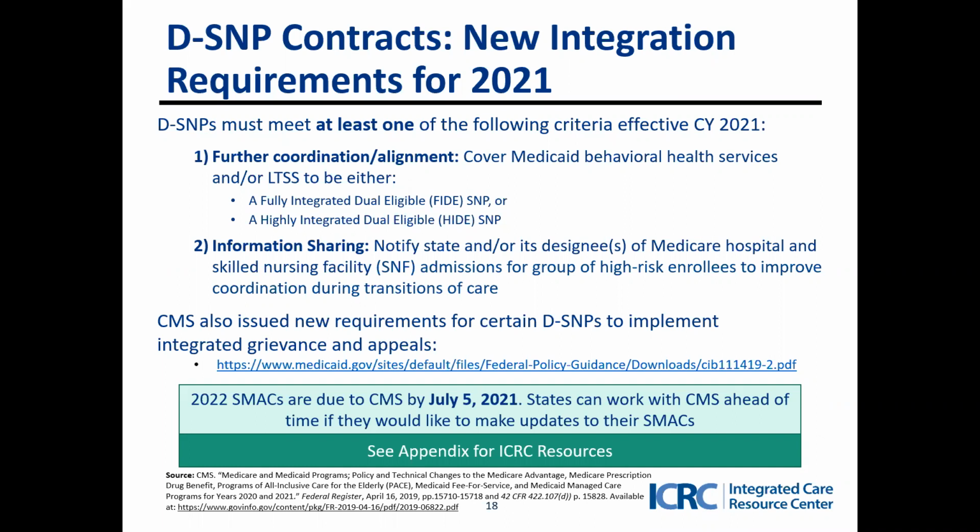While these requirements are on the DSNPs, and they're not on the states themselves, we should say that states do have the flexibility to decide how they want their DSNPs to meet these requirements. And they do have the opportunity to work with their DSNPs before the July 5th submission deadline, if they so choose. And we have a lot of great resources listed in the appendix to help guide you through that process. Next slide, please.